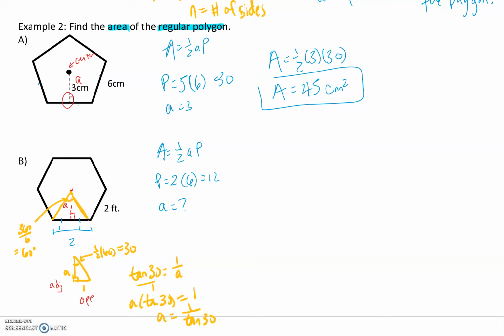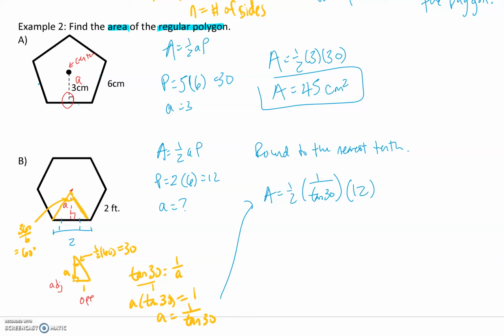And I forgot to adjust my directions. Let me come back here and let's round to the nearest 10th. Okay, and remember, we don't want to round now. We round once at the very end. So now that I have my apothem, I'm just going to plug it all in. So area is 1/2 of 1 over tangent 30 times 12.